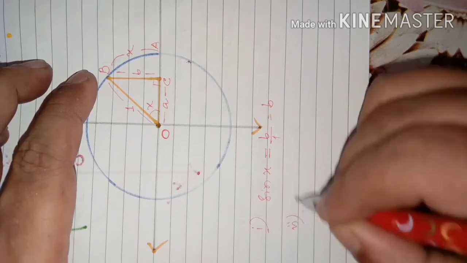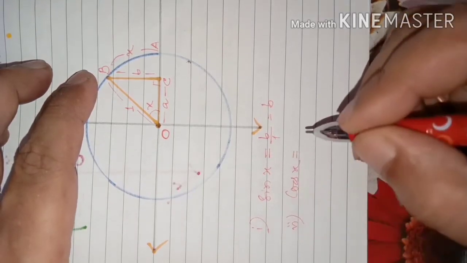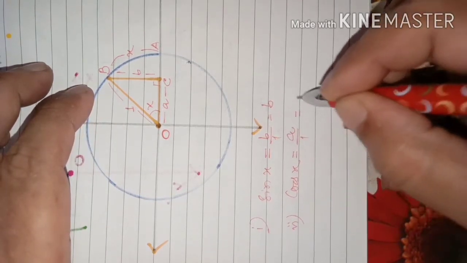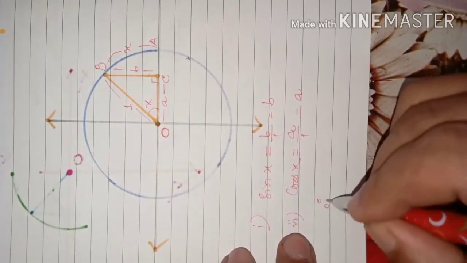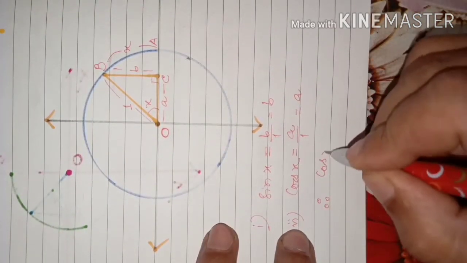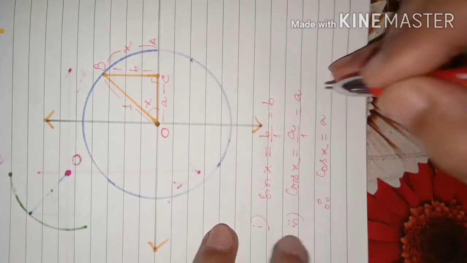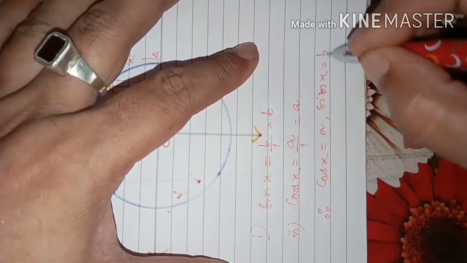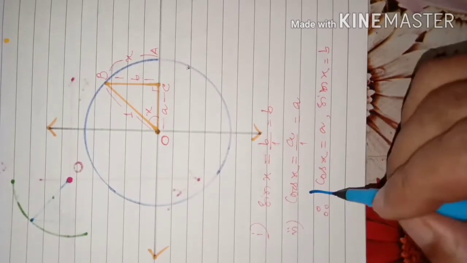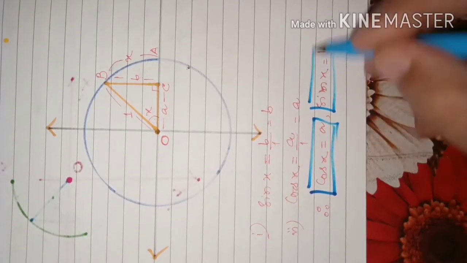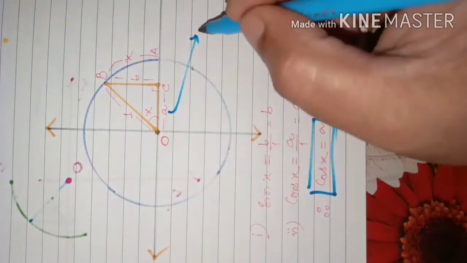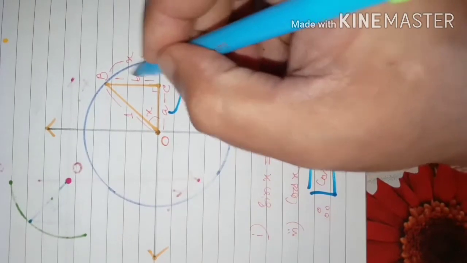Then secondly, cos x. Cos x will be base on hypotenuse. Base is A and hypotenuse is 1. That will be equal to A only. So we have understood from this that cos x will be denoted by A and sine x will be denoted by B. These are the two important things that we have learned from this discussion. Now onwards, A in this diagram will stand for cos x, and this B will stand for sin x.